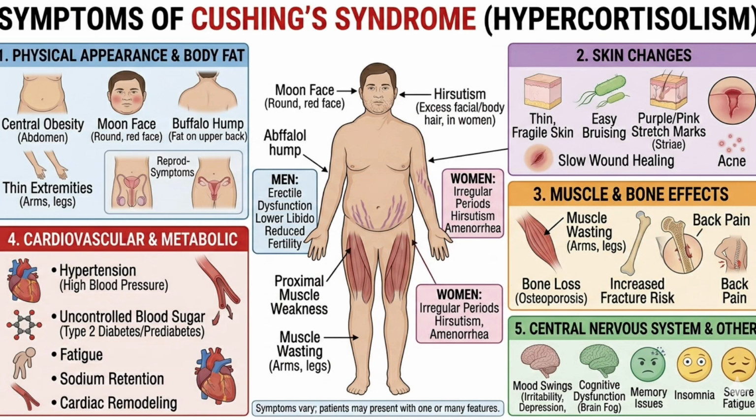Cushing syndrome causes characteristic physical changes due to excess cortisol. Patients may develop a rounded moon face, central weight gain, and a fat pad behind the neck called a buffalo hump. The arms and legs may become thin because cortisol breaks down muscle protein. Skin changes include thin, fragile skin, easy bruising, poor wound healing, and purple stretch marks.